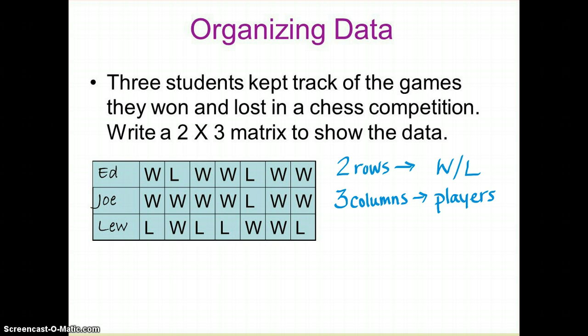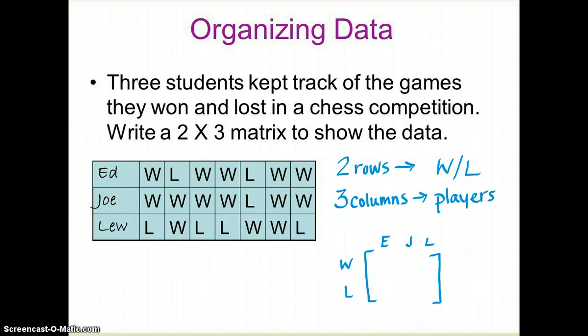Now, since I'm using this matrix to represent some actual data that I have, and just to make it a little bit easier to set up my matrix, I'm just going to use some little labels here. Since my rows are my wins and losses, I'm going to put wins and losses there just to help me set this up. And then my columns are supposed to be my players. So my players are Ed, Joe, and Lou.